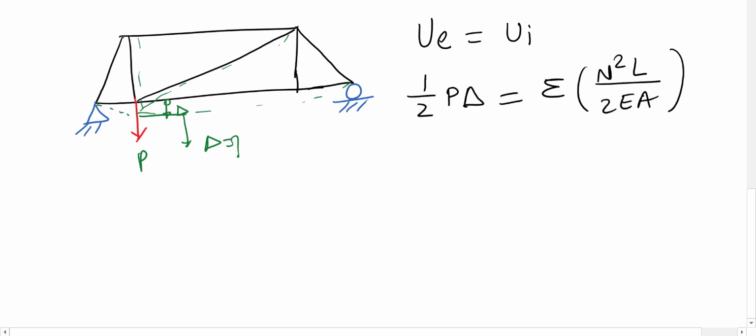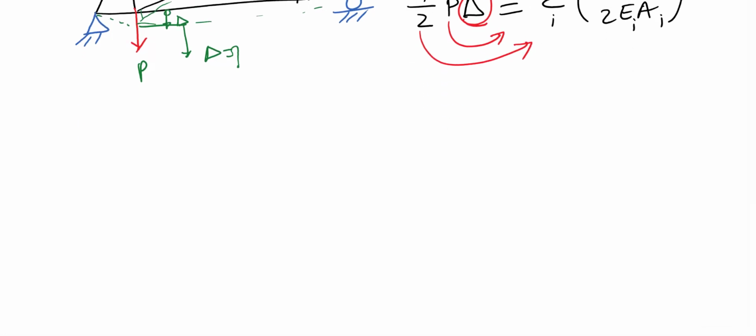Whatever the number of members, let's say this is I, so 1, 2, 3, 4, we will take examples to calculate this one. So in here we can find delta. We can just put P across and 1/2 across, and you can find the delta for the truss.